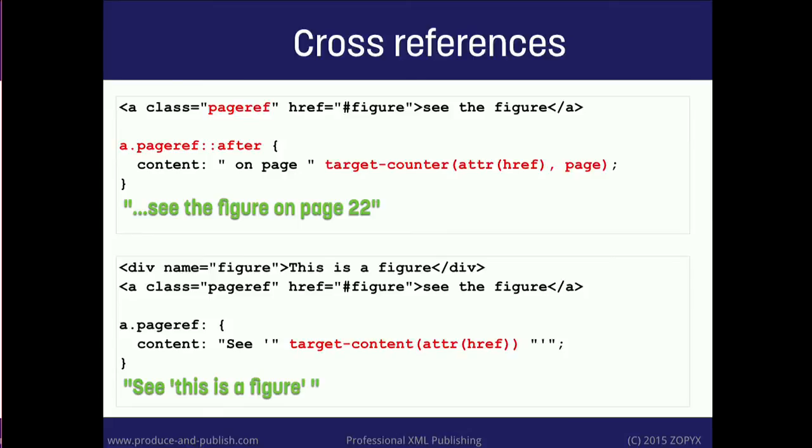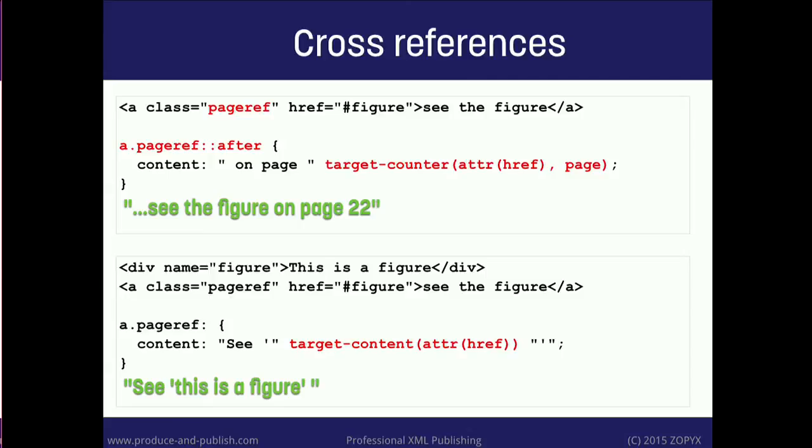Cross-references, not to forget. Usually you want to have an option to say, okay, please look in addition at this chapter, or look for a particular keyword in section something. This can be done easily. For example, in this case, we have a link element with the class pageref and a link to the anchor figure. Using this CSS statement, it would generate this figure, what you see here on page 22.